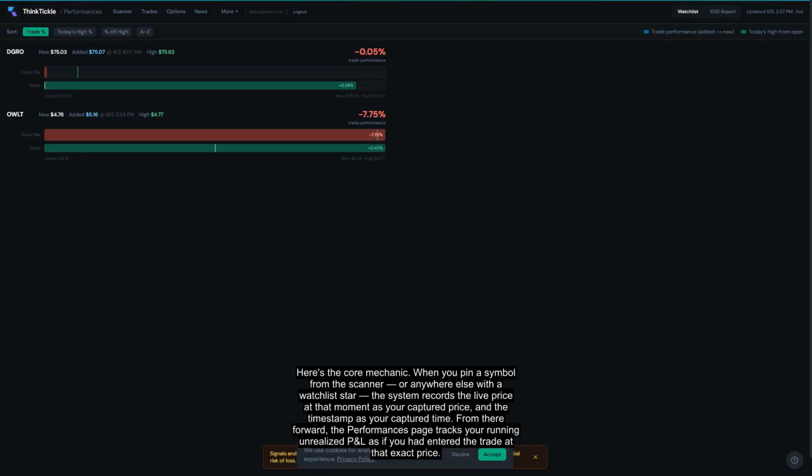Here's the core mechanic. When you pin a symbol from the scanner, or anywhere else with a watchlist star, the system records the live price at that moment as your captured price, and the timestamp as your captured time. From there forward, the Performances page tracks your running unrealized P&L as if you had entered the trade at that exact price.